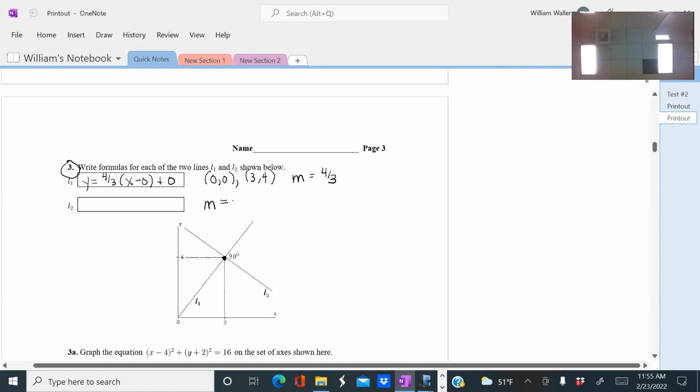What's the slope of L2 going to be? Well, if this is 4/3, then this slope is going to be negative 3/4, the negative reciprocal. And then you're done. y is equal to minus 3/4 times x minus, there's our only point, so our x coordinate is 3, plus the y coordinate of that point is 4.